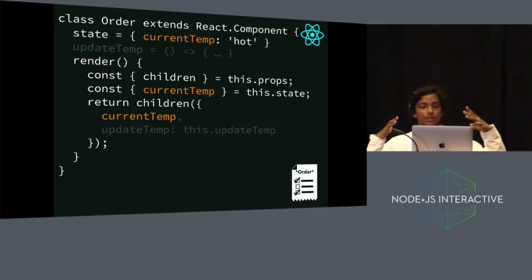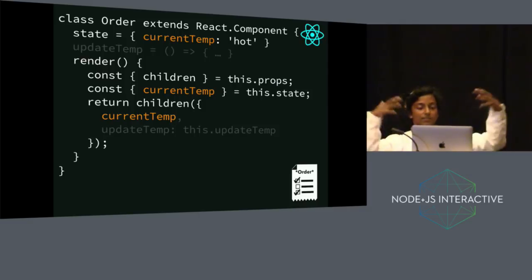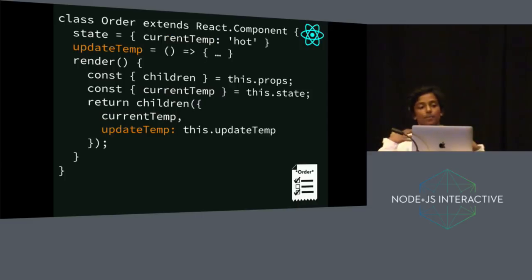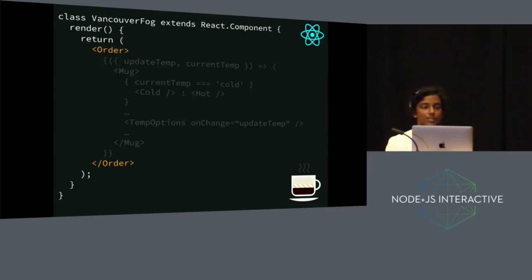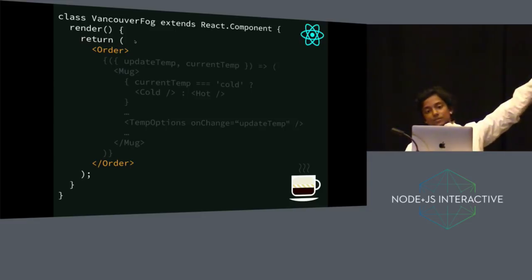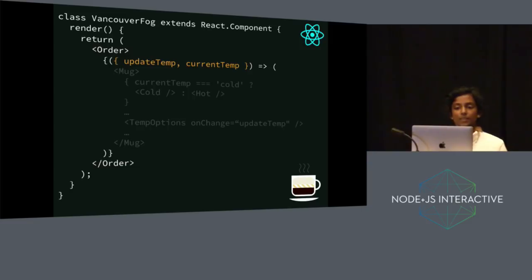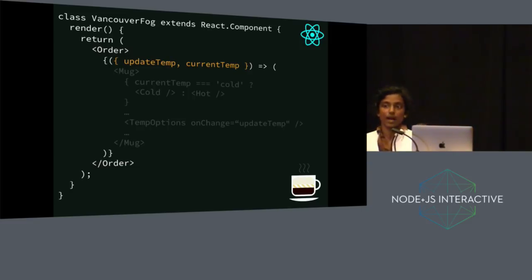Because our order handles the temperature of our beverage, we can give it current temp, and then we have update temp, and then we can pass that down to children. So anytime the children need access to that, it just grabs it from the parent. If we were to use that, we have our Vancouver fog, which is our beverage, and then we use our order component. And then we can grab all of that context that we passed through.